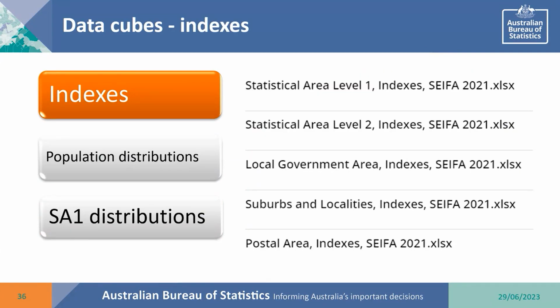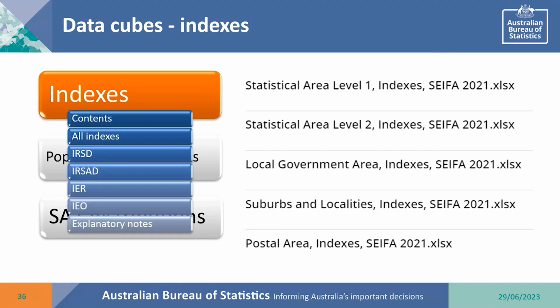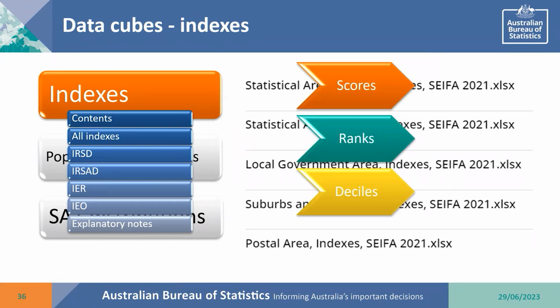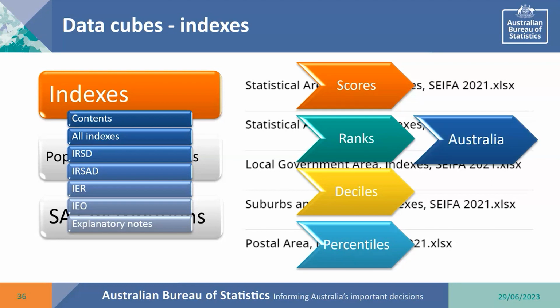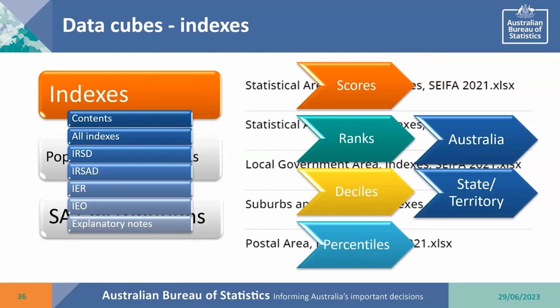The indexes data cubes for the 5 geographies all have a contents sheet and an explanatory notes, a summary sheet that has the scores for all of the indexes together, scores and deciles, and a sheet for each of the indexes. These separate sheets have the scores, the area's rank, the decile and the percentiles, and they're provided at both national and state and territory level.